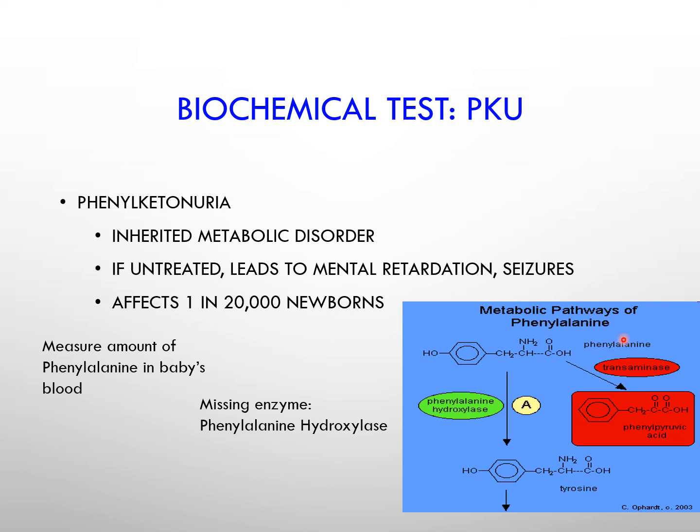Here we can see in this picture. For the normal conversion of phenylalanine into tyrosine, we need an enzyme called phenylalanine hydroxylase. In children with PKU, the phenylalanine hydroxylase is missing. So what happens? The phenylalanine won't be converted into tyrosine. Hence, the amount of phenylalanine will increase in our body, and that can be found in the baby's blood when we do the newborn screening.